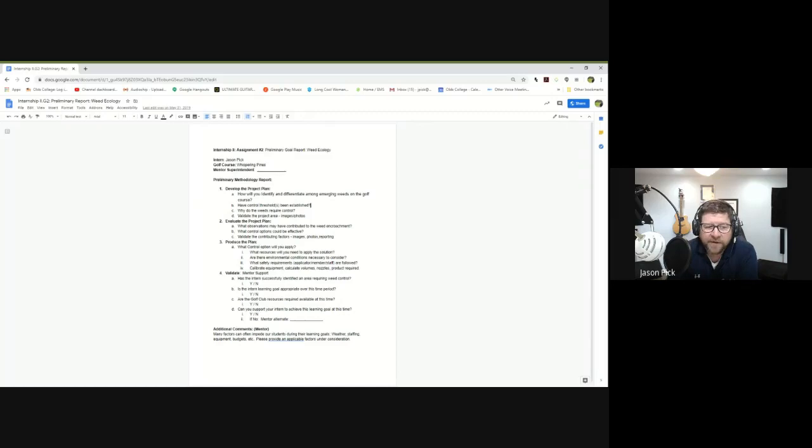And then last but not least, produce the project plan. What do you need to apply the solution? Well, do you have the herbicide? Do you have the application tool, whether it's a backpack or boom sprayer? What are the safety requirements according to the label? Do you have all that PPE? Part of spraying weeds and dealing with them appropriately can sometimes be multi-layered, right? It's not just about going out to spray.